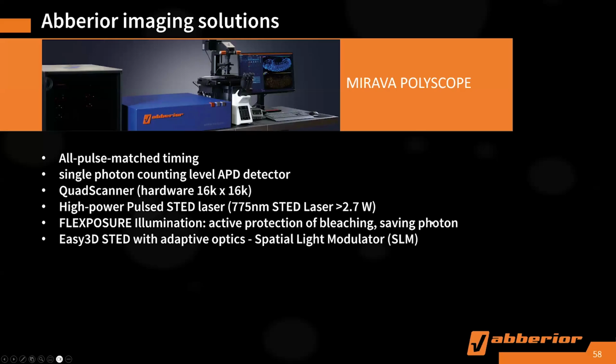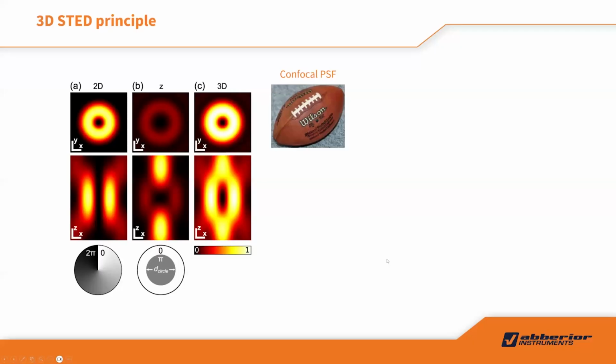Now, previously, what I'm telling, they are 2D STED. Now we want to do 3D STED. We use an adaptive optics module to do the 3D STED. The module we used here is a spatial light modulator, SLM. It's a kind of adaptive optics.